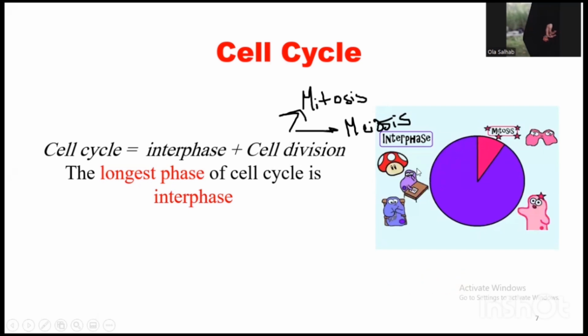Look at this diagram. Actually, it shows you that interphase takes the biggest time to be done, and finally we make mitosis or meiosis, which is the cell division. It takes less time.